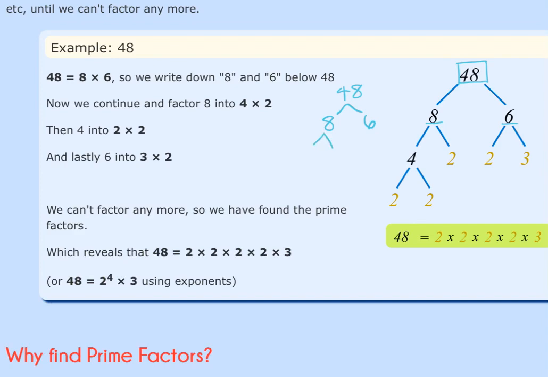And then we break down 8 into what we know is 4 and 2. And then once you get a prime number, you might want to circle it or underline it so that you don't forget it. And then we can keep going with 4. 4 can be broken down to 2 times 2.